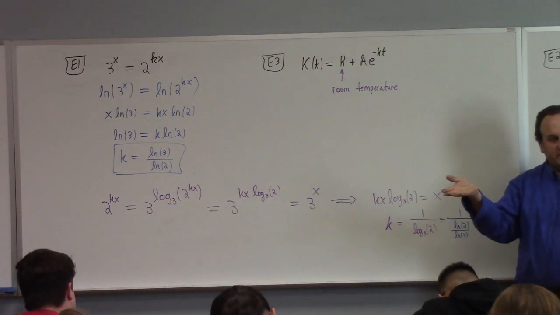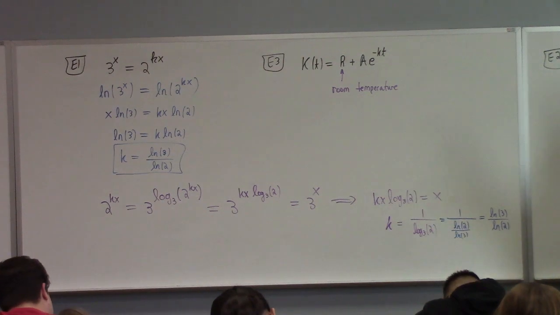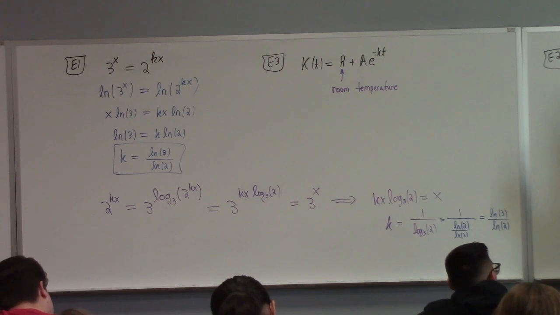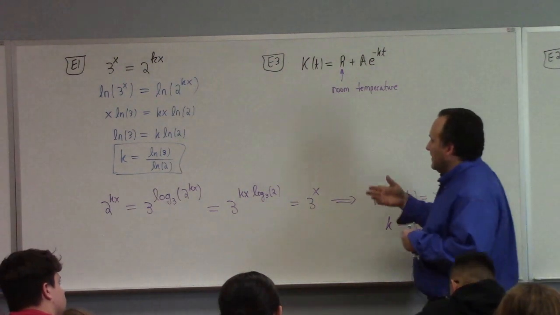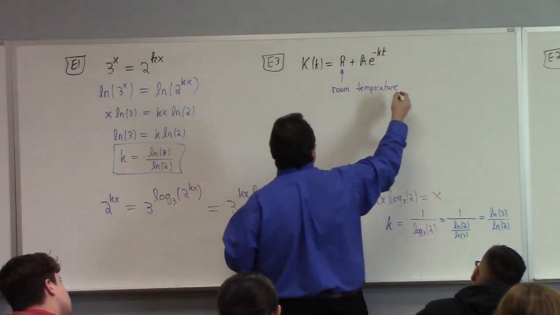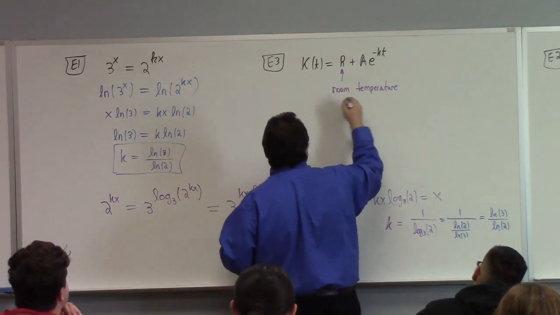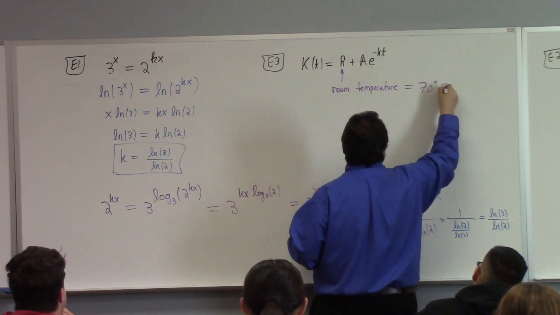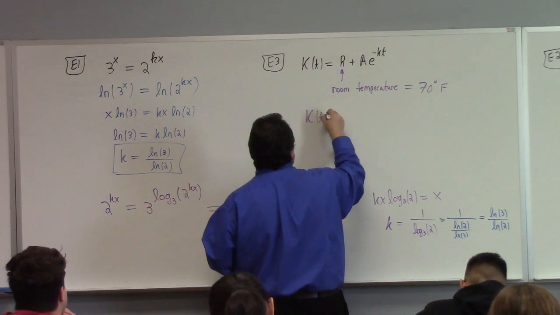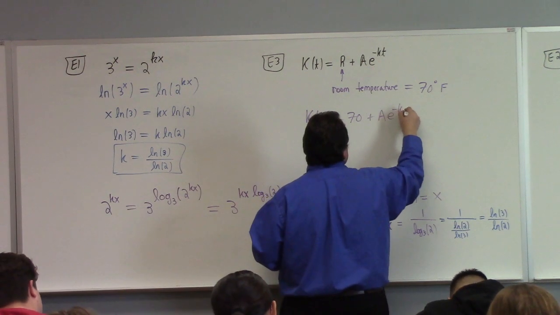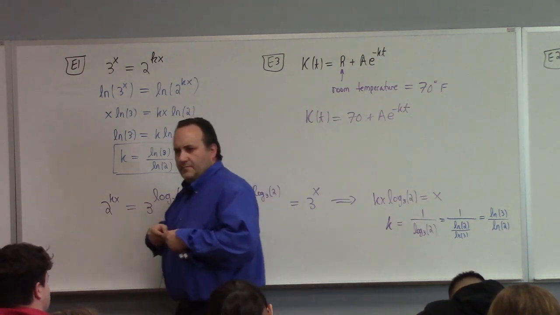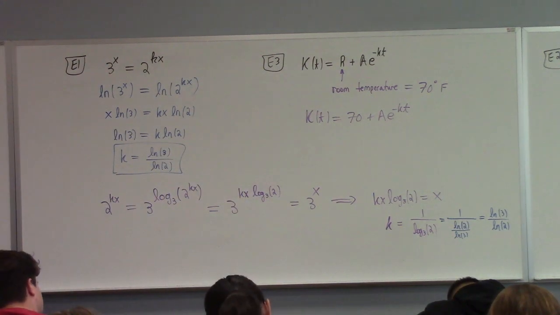So there's a problem in your mission 3 where I tell you that the room temperature is 70 degrees Fahrenheit. So what that means is you put 70 in for R, and you kind of go from there. So if this is equal to 70 degrees Fahrenheit, let's say, that gives us K of T is 70 plus A e to the minus KT. How much information do you need to know in order to solve one of these problems?